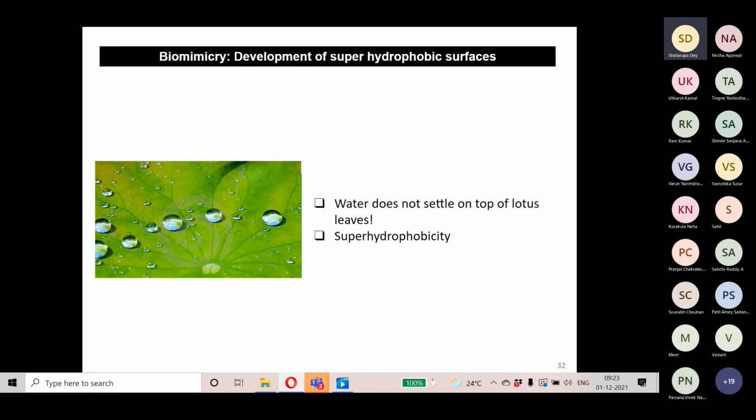Has anybody answered something in the chat? Okay, Sahithi, you can go ahead. It can be used to create umbrellas, raincoats, and also waterproof machineries, which cannot be wet. Yes, in waterproofing, and corrosion prevention.